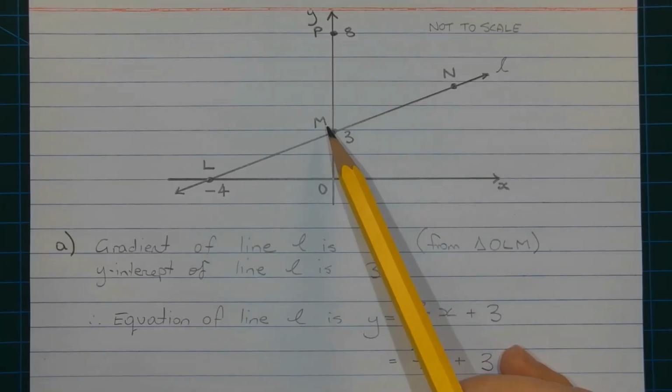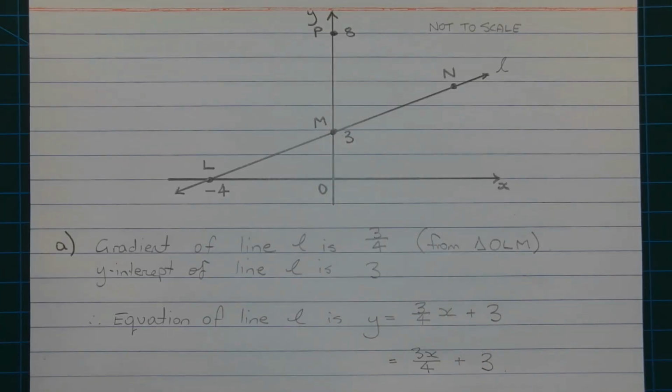And the y-intercept of line L is 3. So that makes it convenient to express the equation of line L in gradient-intercept form, that is in the form y equals mx plus c. So the equation of line L is y equals 3 over 4 times x plus 3. Alternatively, we can write the x in the numerator. So we can write it as y equals 3x over 4 plus 3.